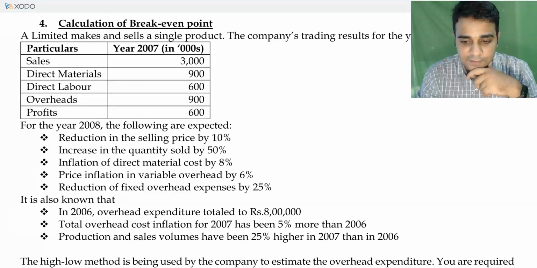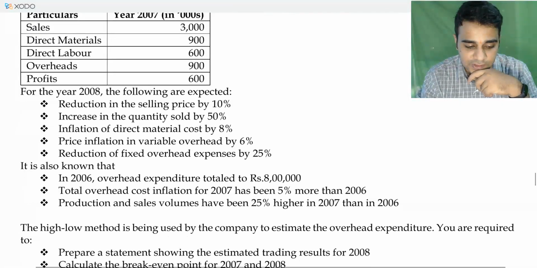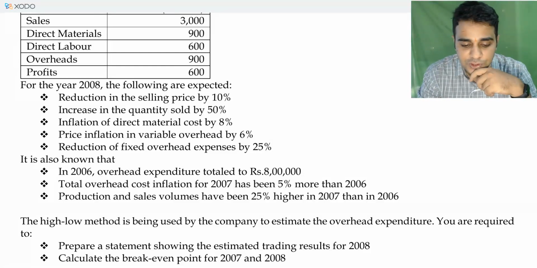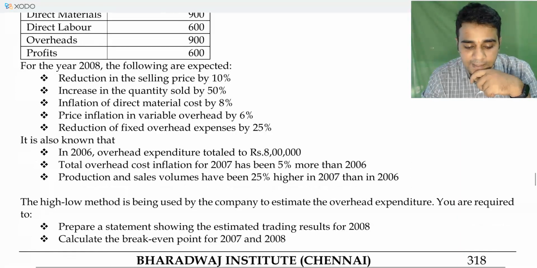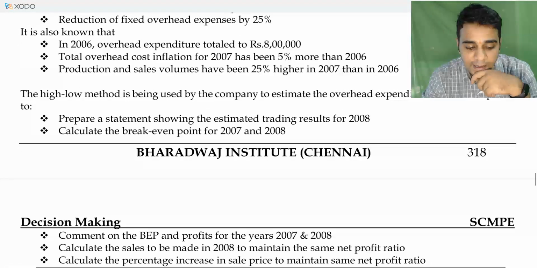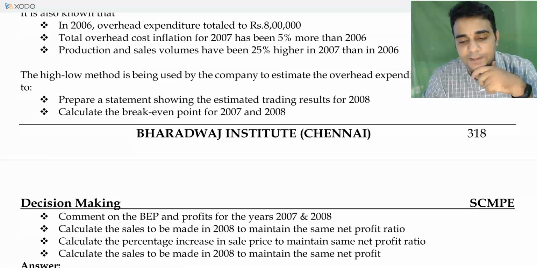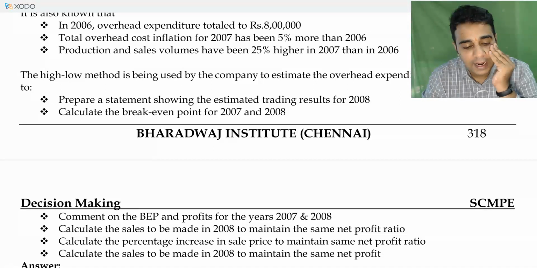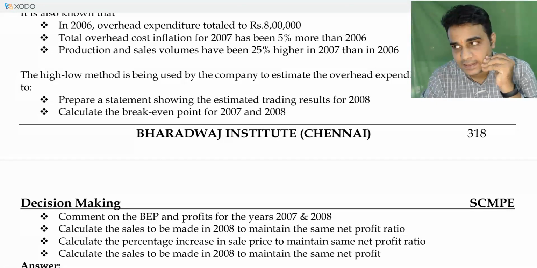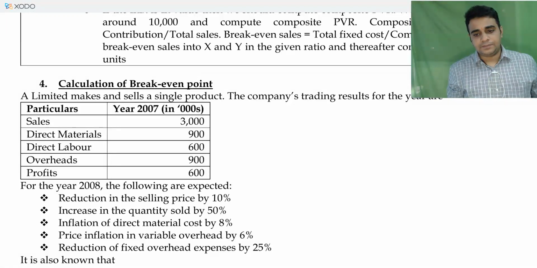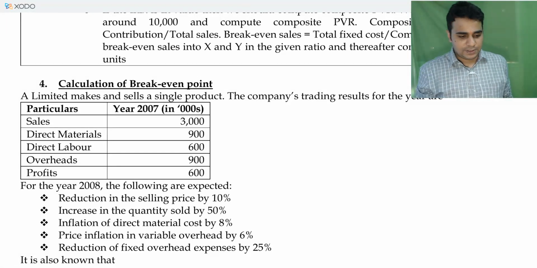Inflation for 2007 has been 5%. Production and sales volume have been 25% higher in 2007 than in 2006. High-low method is used to estimate the overhead expenditure. Prepare a statement showing the estimated trading results, break-even point for 2007 and 2008, comment on the BEP, calculate the sales to be made to maintain the same net profit ratio, percentage increase in selling price to maintain the same net profit ratio, and sales to be made in 2008 to maintain the same net profit. Go through the question. All these are basics of break-even point.